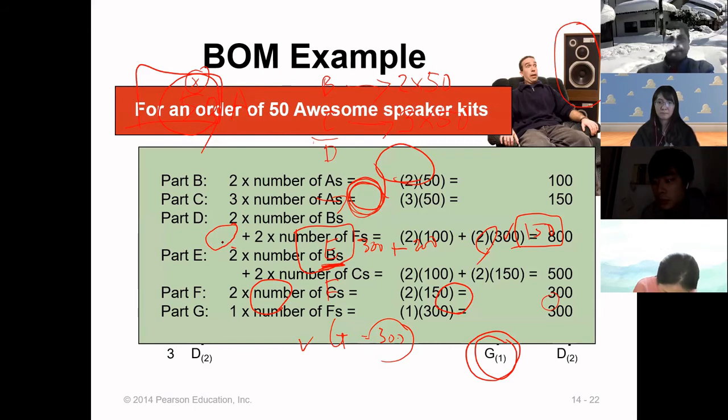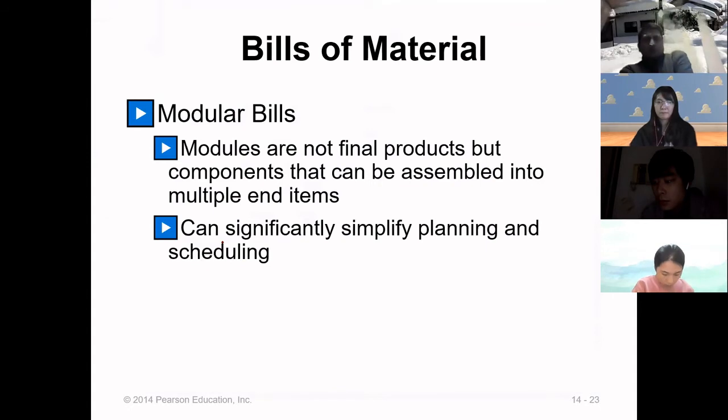I think you're following. So this is the whole idea. The whole idea is to have the quantity required, and you must have the product structure in order to complete your MRP afterwards.